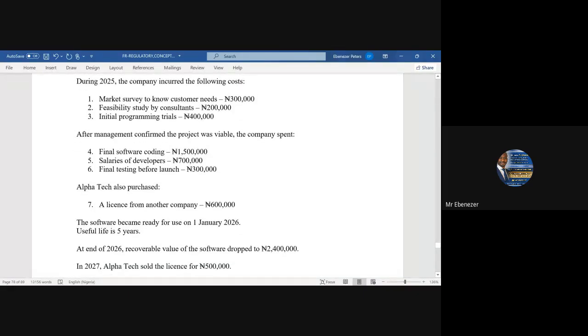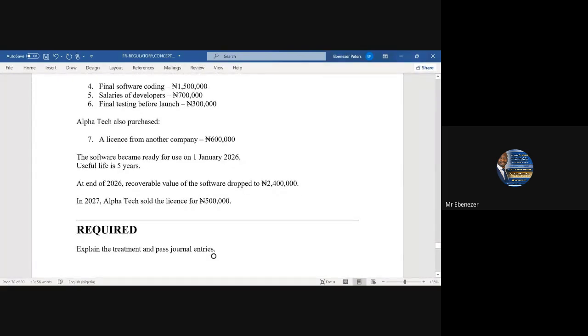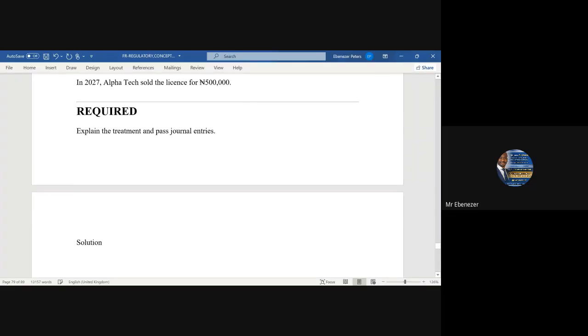Now with this, you should know that they have even helped you to classify it into research and development. So you may choose to ignore, but since they said determine the accounting treatment, just go ahead and let's give solution to each year. Solution. Expendable cost.